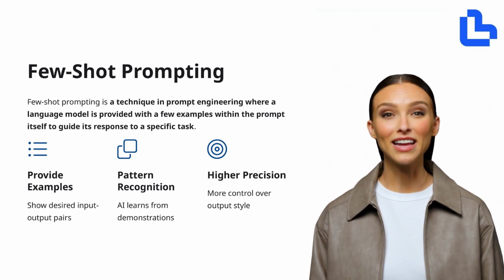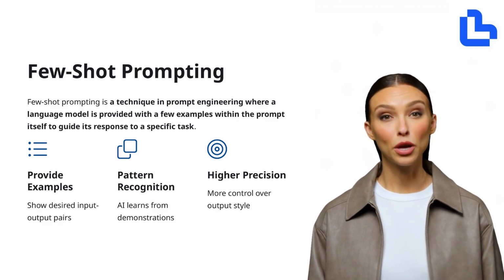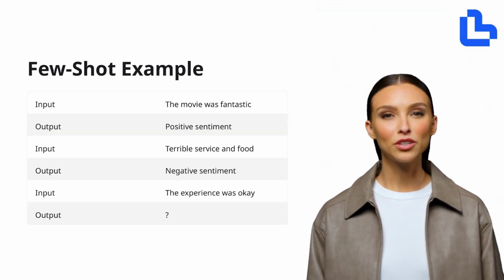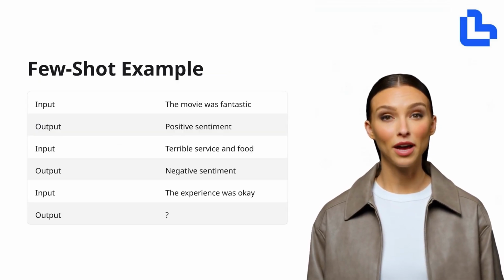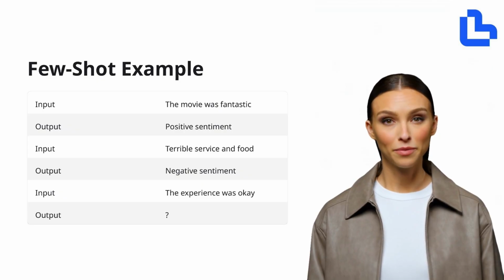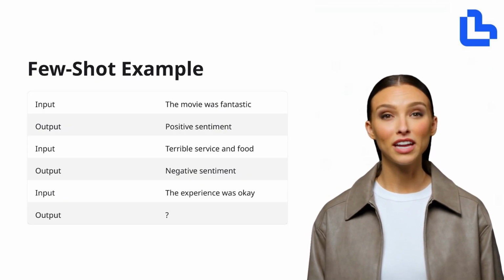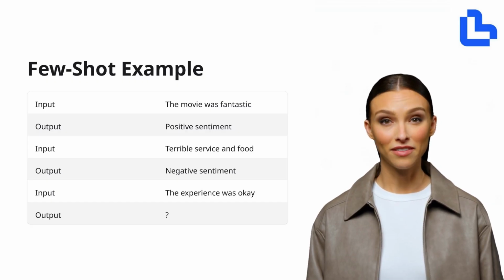It's like giving the AI a cheat sheet, and it works remarkably well. Let's take a closer look at how few-shot prompting works in practice with a concrete example. This will help you see the power of demonstration in guiding AI behavior.